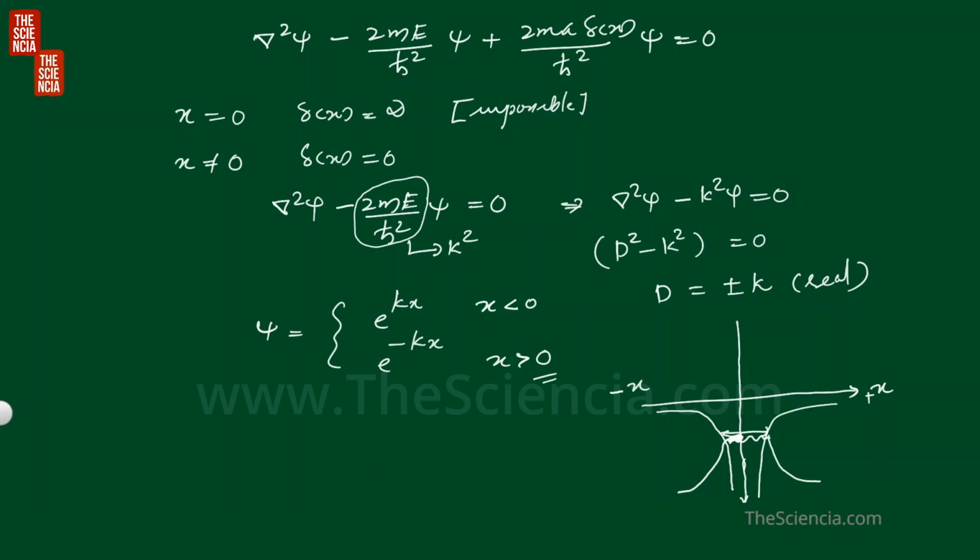Now to find the exact wave function, you have to substitute the boundary conditions and solve for it. When we substitute these boundary conditions and do the mathematical manipulations, finally we will get a value for k that is equal to ma by h cross square.